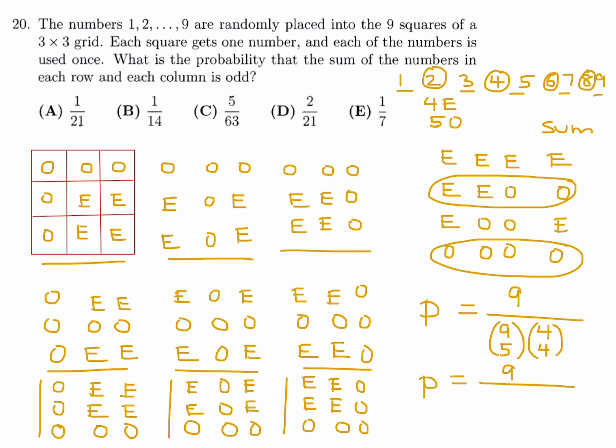So 9 choose 5 is basically 9 factorial over 4 factorial times 5 factorial, which is 126. And there you go. That's the answer. And of course, they're going to lower it to lowest terms, which would be 1 over 14. So number 20, the answer is B.